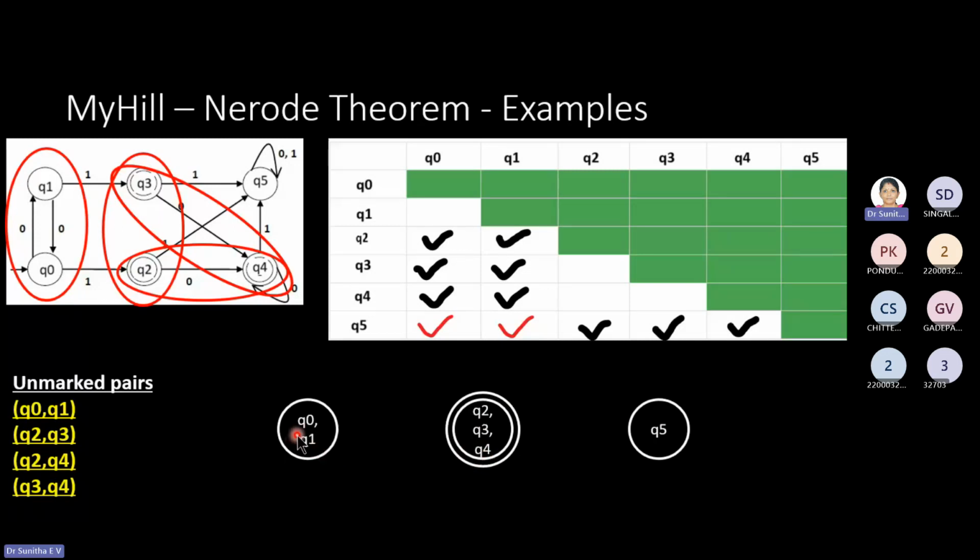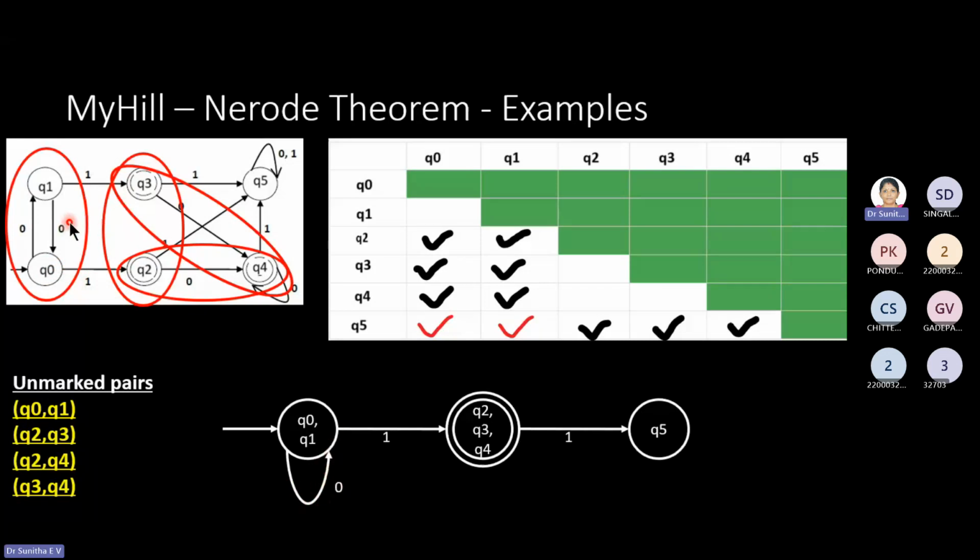Okay. Now we have to draw the transitions. The initial state is Q0, so we mark it as initial. Then for Q0, Q1, if the input is 0, the transitions are between Q0 and Q1 itself. That means if the input is 0, it will remain in the same state, either in Q0 or in Q1. So we can put a self loop over here.